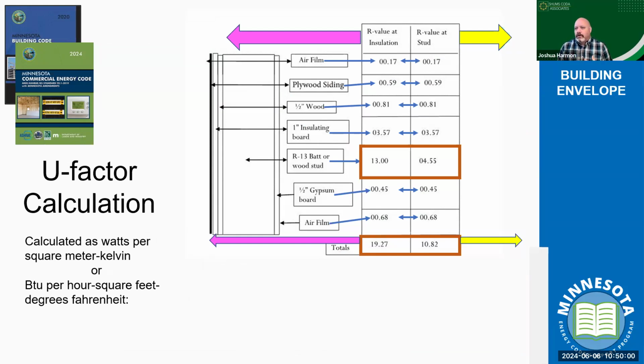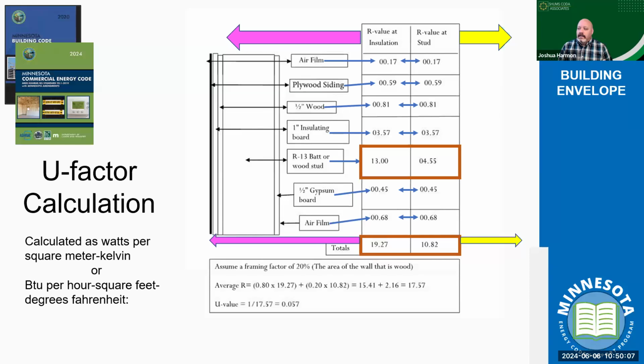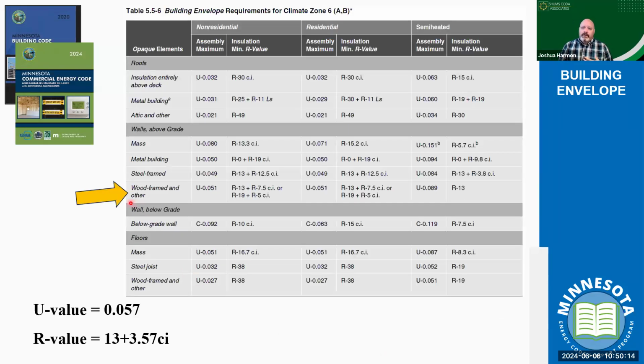And so what we're doing is adding up all the thermal resistance capacities of all the different materials within an assembly, and then we're calculating a potential U value. Now, if we were looking at a wall system like the one we see here, which we're not going to spend a lot of time on, we would see that it comes out to a U value of 0.057. If we were to apply that to our U value requirement, we would see that in a non-residential structure, that is above the maximum number, so it would fail.